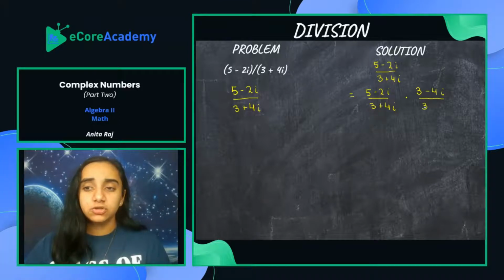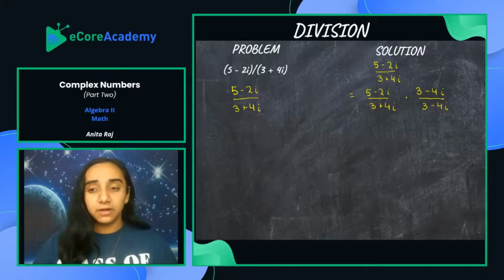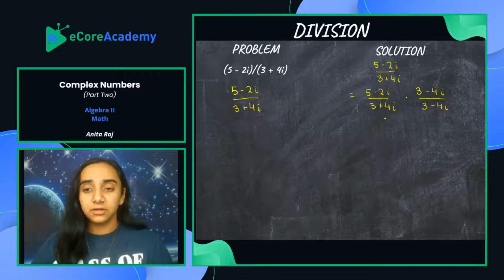This is what you do when you cannot simplify the denominator. So to simplify, what we do is multiply by the complex conjugate of the denominator. That's exactly what we are going to do. So now we are going to FOIL.